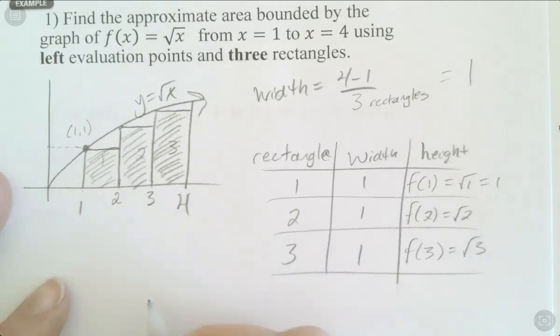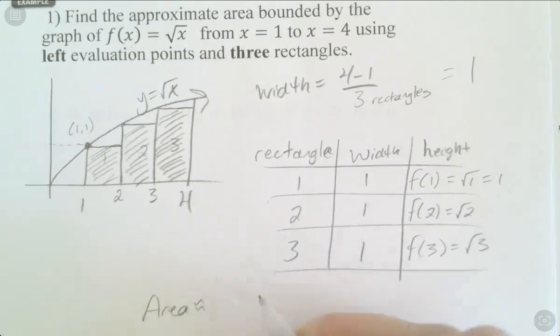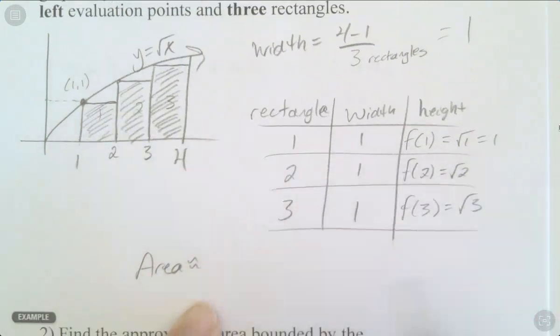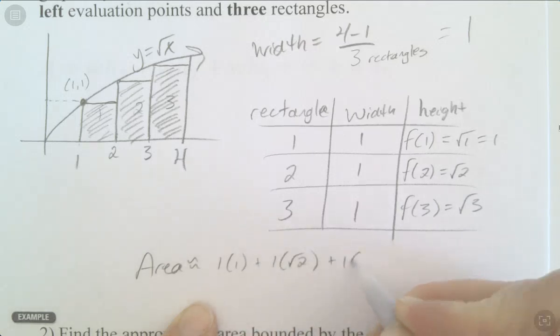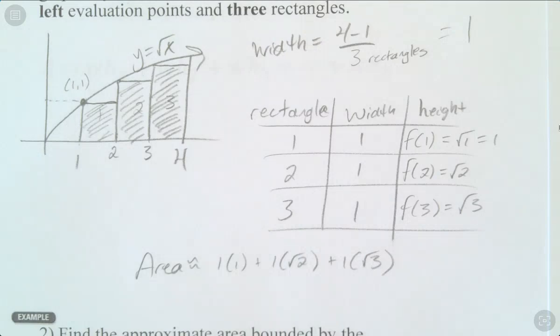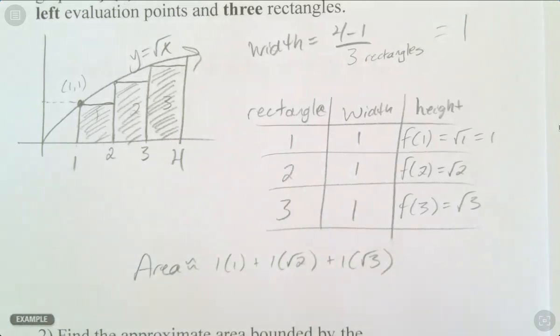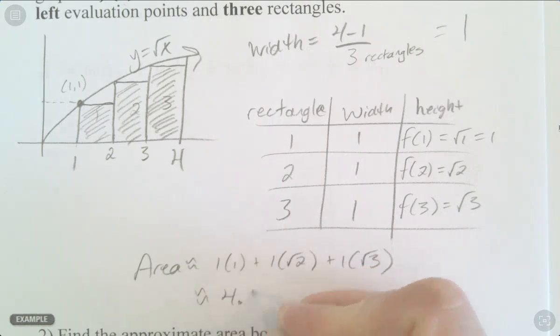Okay? So that means that your area, pretty simple, right? It's only 3 rectangles. That's going to be about equal to each width times each height. So 1 times 1 plus 1 times the square root of 2 plus 1 times the square root of 3. Take a minute and calculate that. Yeah, I went to 3 decimal places. It didn't specify, but yeah, it is about 4.15 or 4.146.